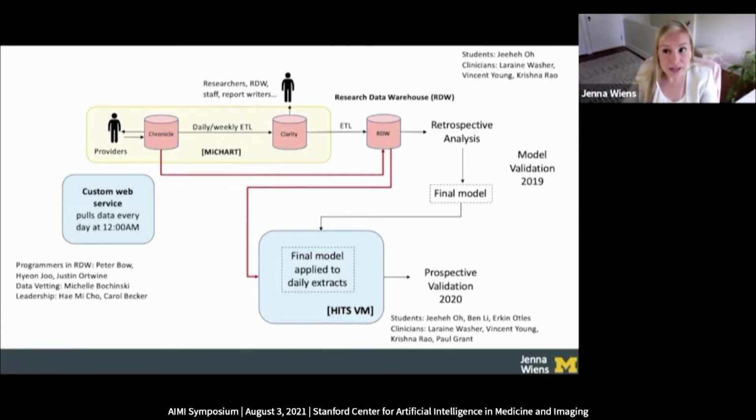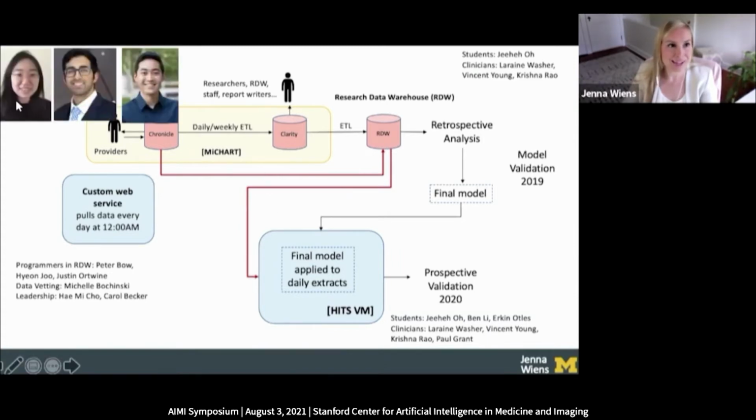And we did this for a year while the model ran silently in the background. Clinicians did not see the risk scores, but we were computing them daily for every patient. The goal of this silent deployment was prospective validation. How well would the model do once implemented prospectively?